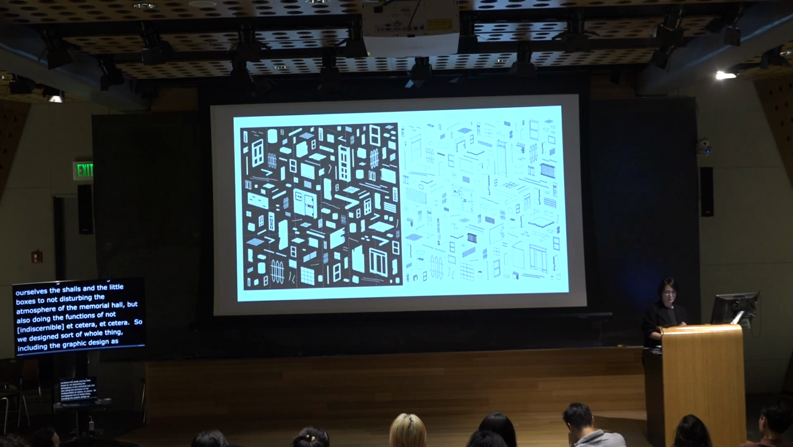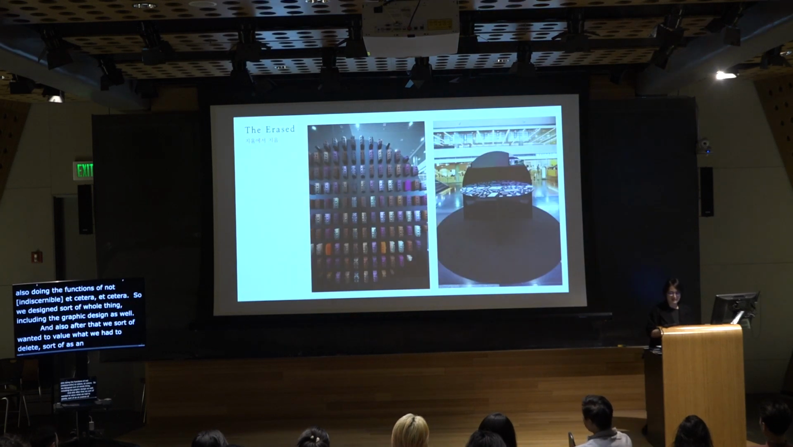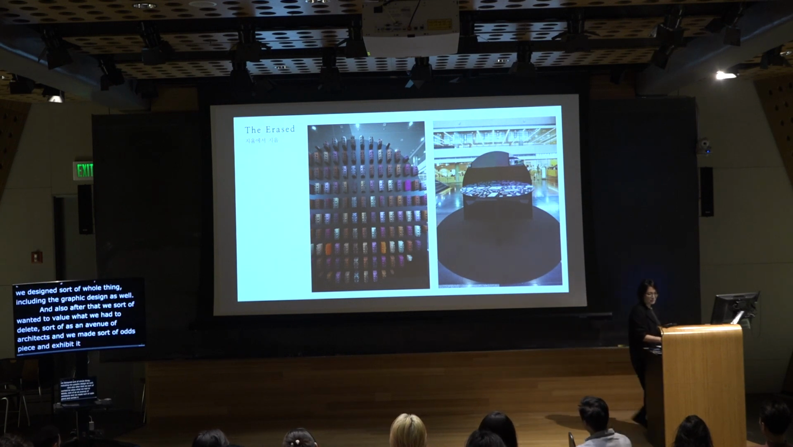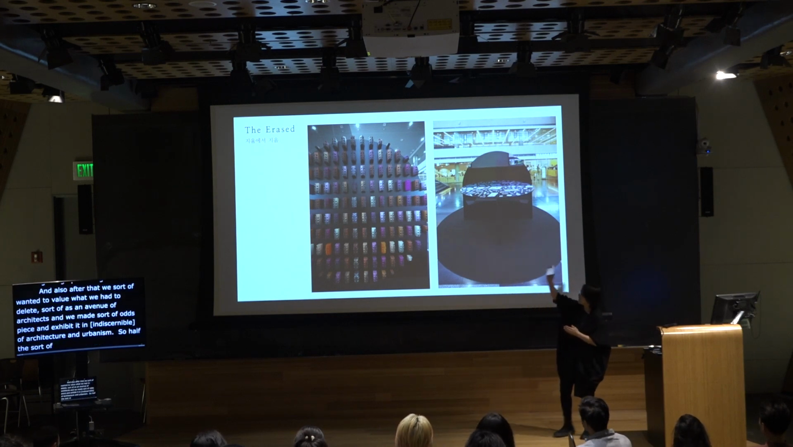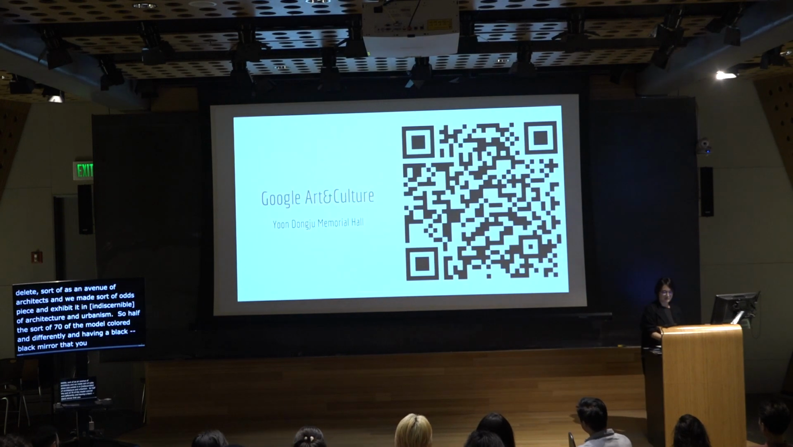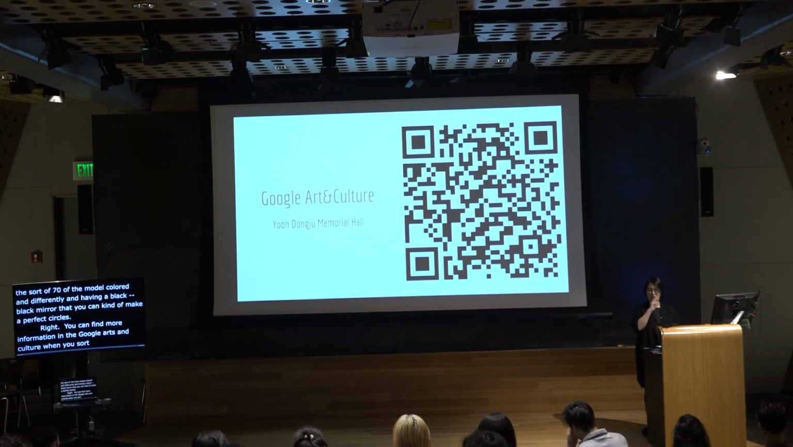And also after that, we wanted to value what we had to delete, as an agony of architects, and then we made an art piece and exhibited it in the Seoul Biennale of Architecture and Urbanism. So half of the 70 models were colored differently, with a black mirror that makes perfect circles. Right, you can find more information on Google Arts and Culture when you search. You can virtually navigate the space and you can also see the content. The contents are amazing there, yeah.